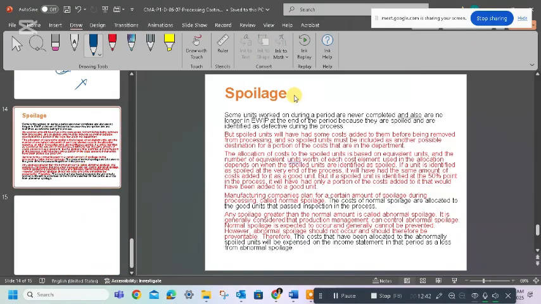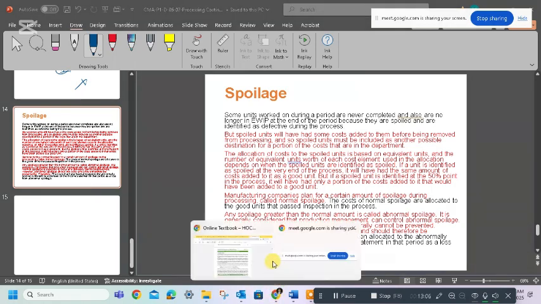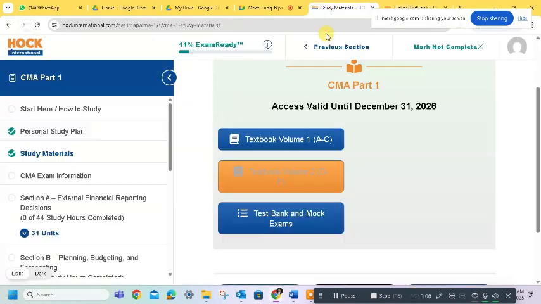Spoilage means losses. Sometimes there can be breakages, sometimes the employees might make mistakes and you do reworking. That's what we call spoilage. Unavoidable spoilage is called normal loss, but if you get more loss than what you expected, that's called abnormal loss. Let's go and see the questions in it.